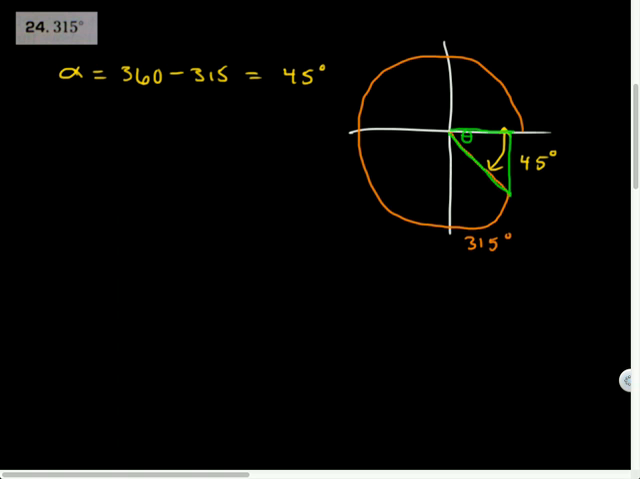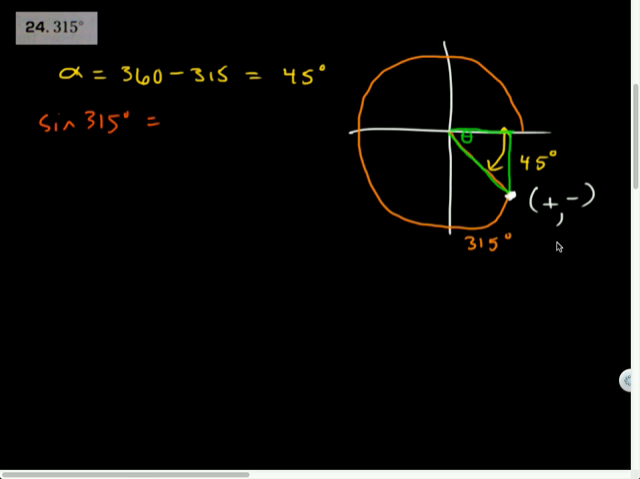But here's my angle theta, so to speak. And if I want to find sine of 315 degrees, first of all, is sine positive or negative in this quadrant? The two left ones are negative, the two right ones are positive. What the coordinates of this point would be: it's to the right, so the x coordinate's positive, and it's down, so the y coordinate's negative. So sine is negative.